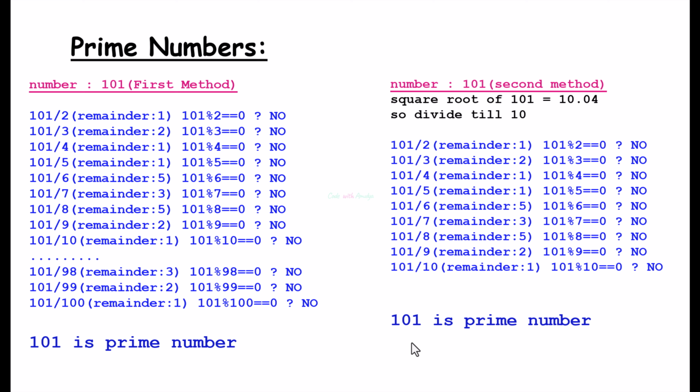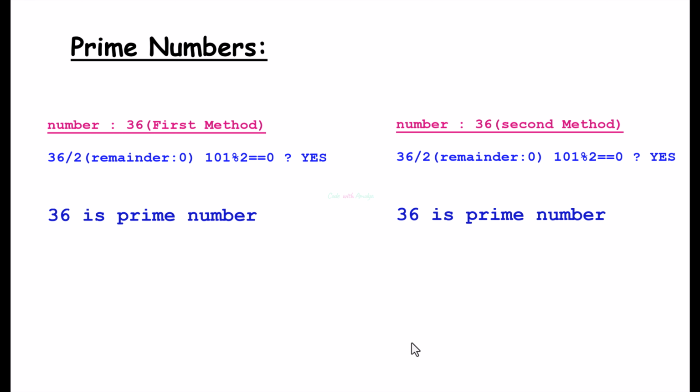We need to check till the square root of that number. No need to check till the previous number of that number. This is the first method and this is the second method. The second method is shorter and faster. Let's take another example. Let's take 36 as a number. Here you can see using the first method and the second method. The second method is more helpful when the number is a larger number and it is not a prime number.